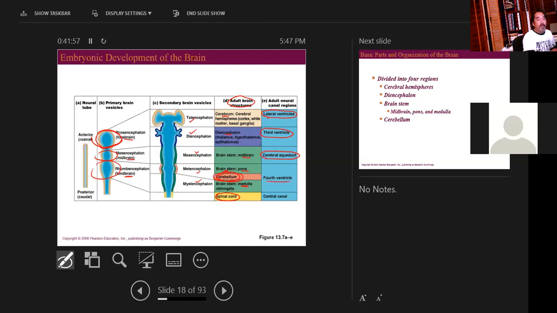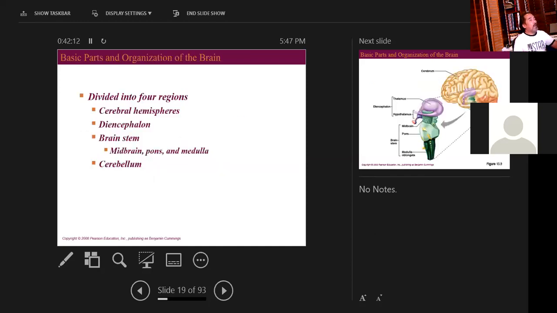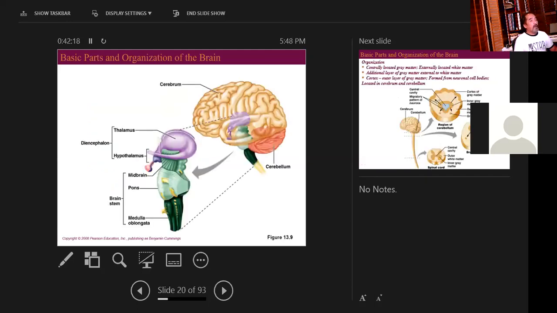In the fourth ventricle, that's going to be the area of the pons, medulla oblongata, and the cerebellum. So those are the areas that I look for as landmarks, okay? Because remember, we cannot survive without landmarks in them. All right, here are the four regions of the brain, okay?